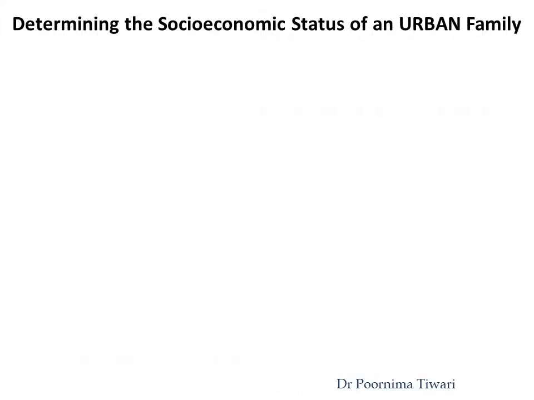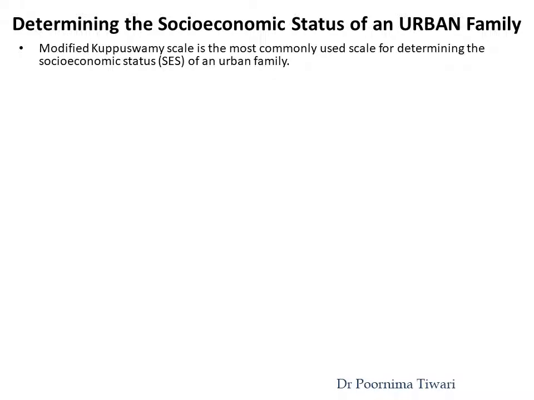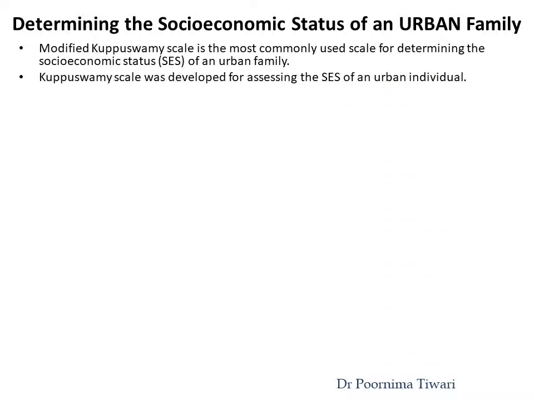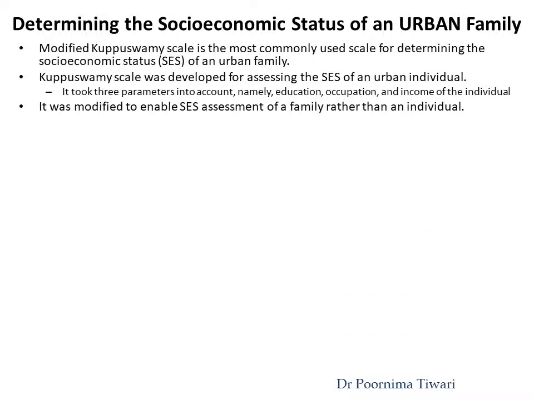How to determine the socioeconomic status of a family. In case of an urban family, the most commonly used scale is the modified Kuppuswamy scale. Kuppuswamy scale was initially developed for assessing the socioeconomic status of an urban individual only, and it took 3 parameters into account: education, occupation and income of that particular individual. Later on, the scale was modified to assess the socioeconomic status of the family rather than an individual, and hence the name modified Kuppuswamy scale.